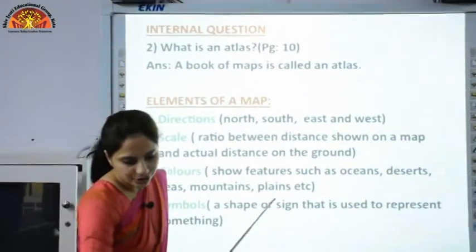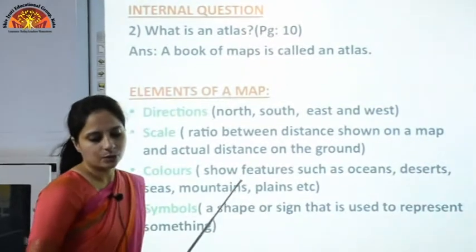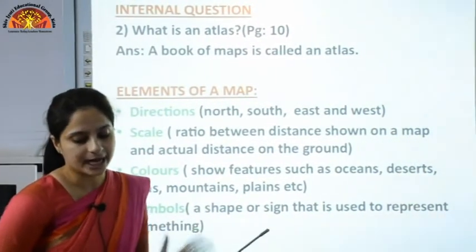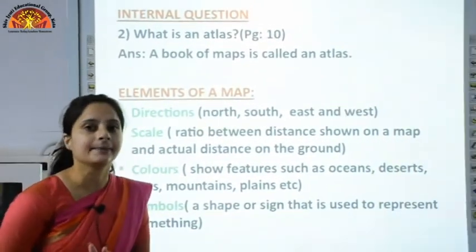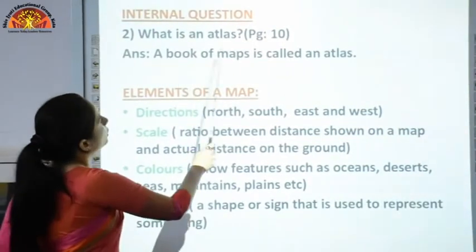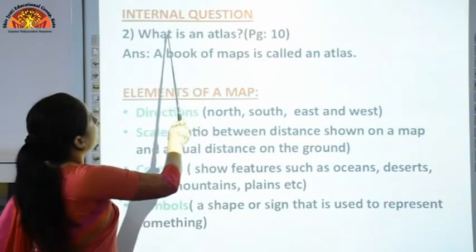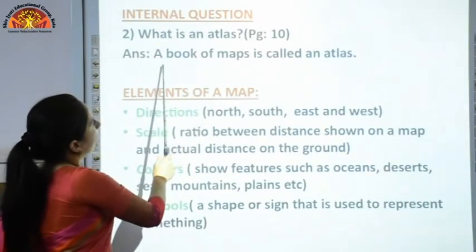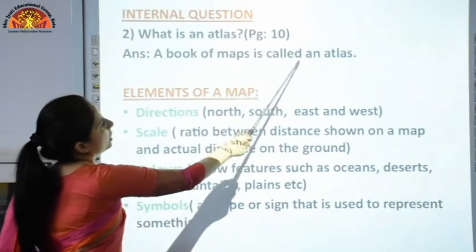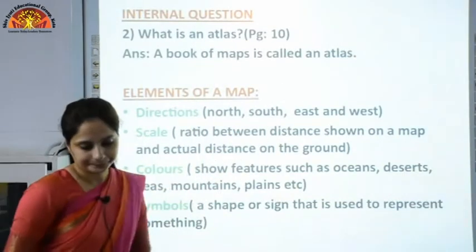Now on page number 10 you have another internal question under the heading different types of maps, right hand side, second paragraph. You have a book of maps is called an atlas. So write down the internal question over there. What is an atlas? A book of maps is called an atlas.